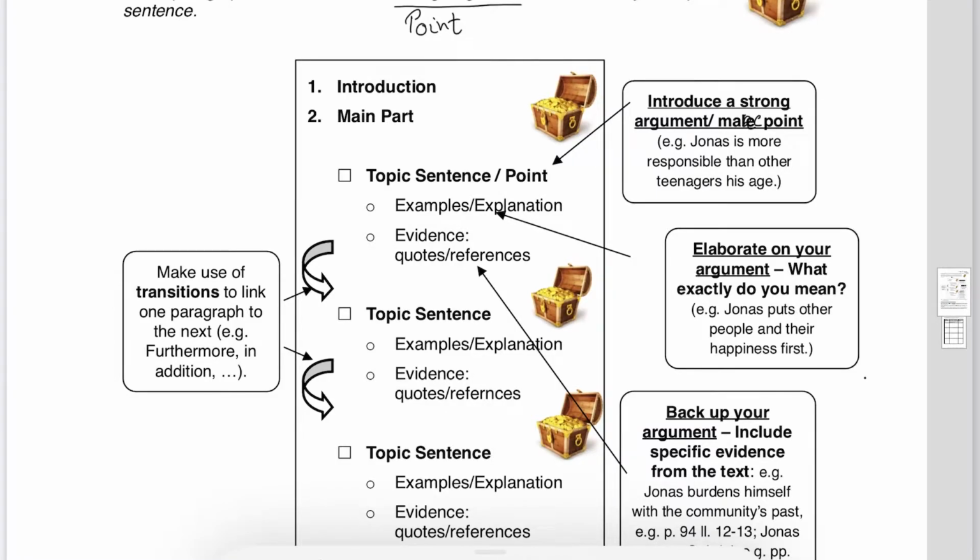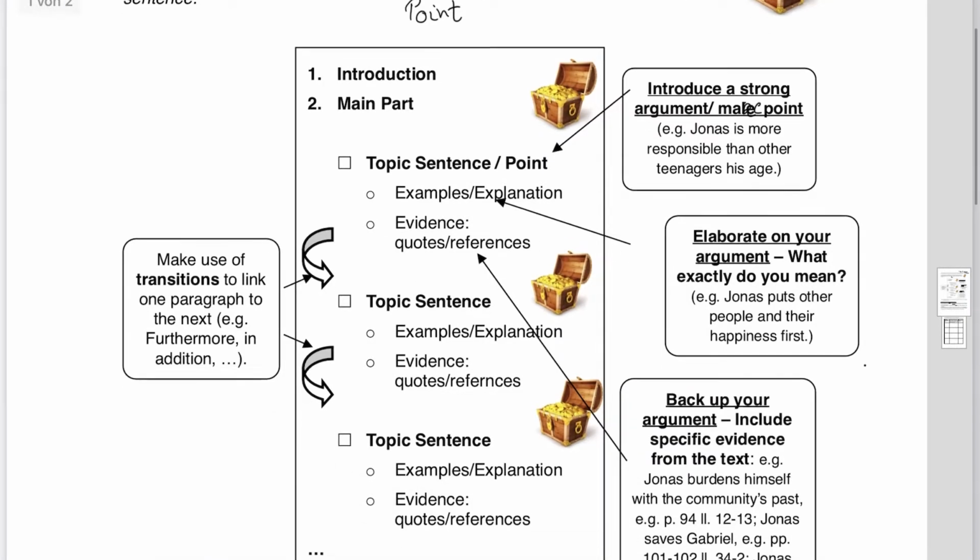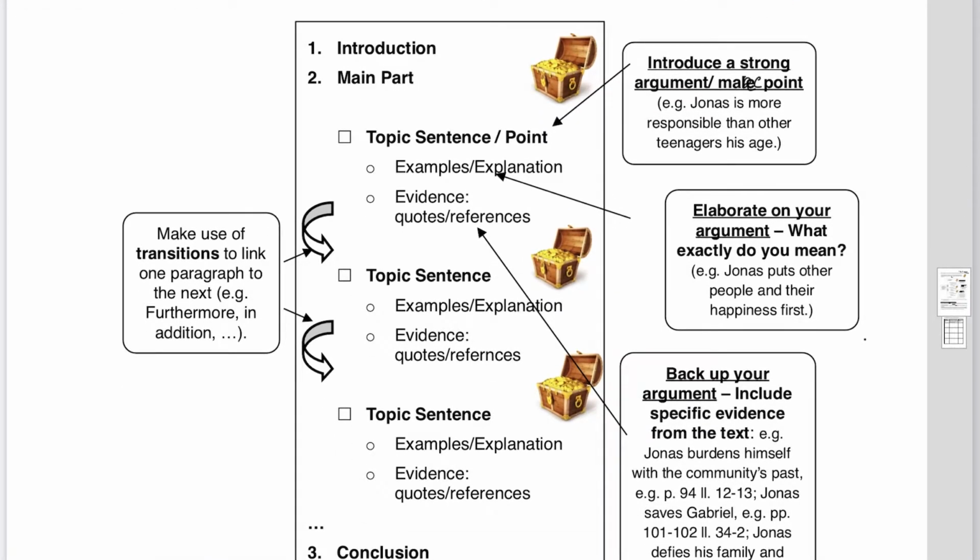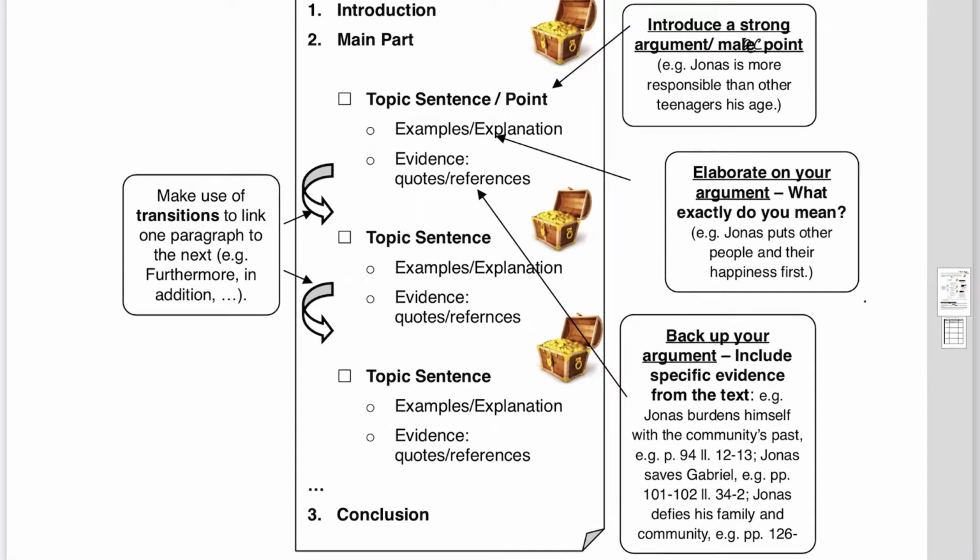For example, Jonas puts other people and their happiness first, meaning for Jonas it's more important that other people are happy and not only he himself. Okay, this is still something that you have said, and at the moment you have not proved it, and you always need to prove it on the text.